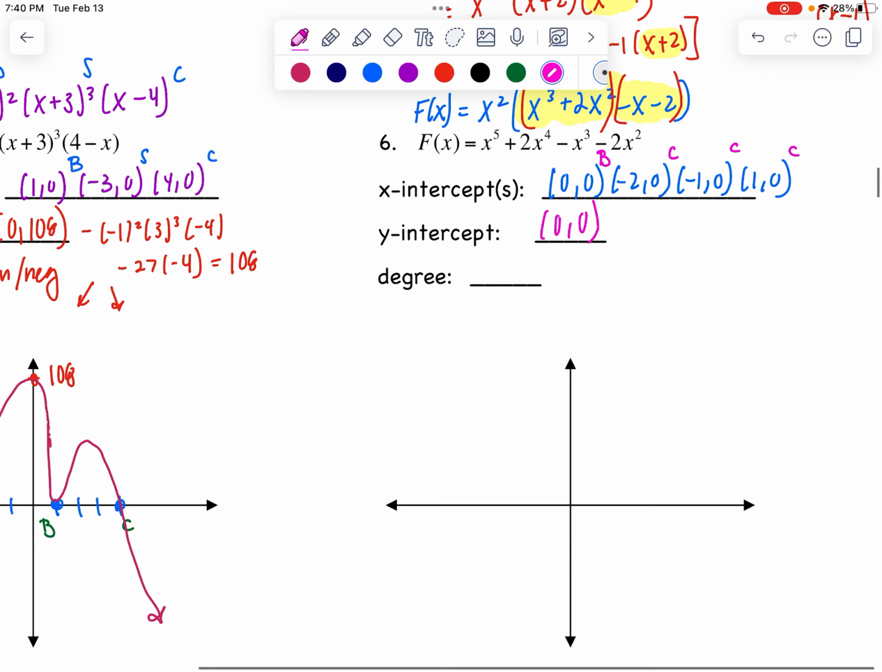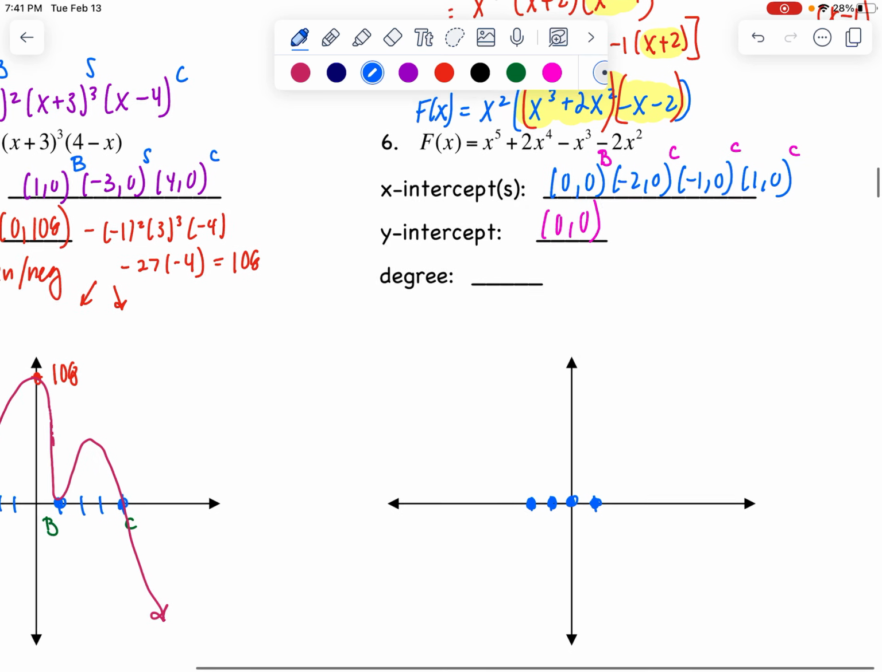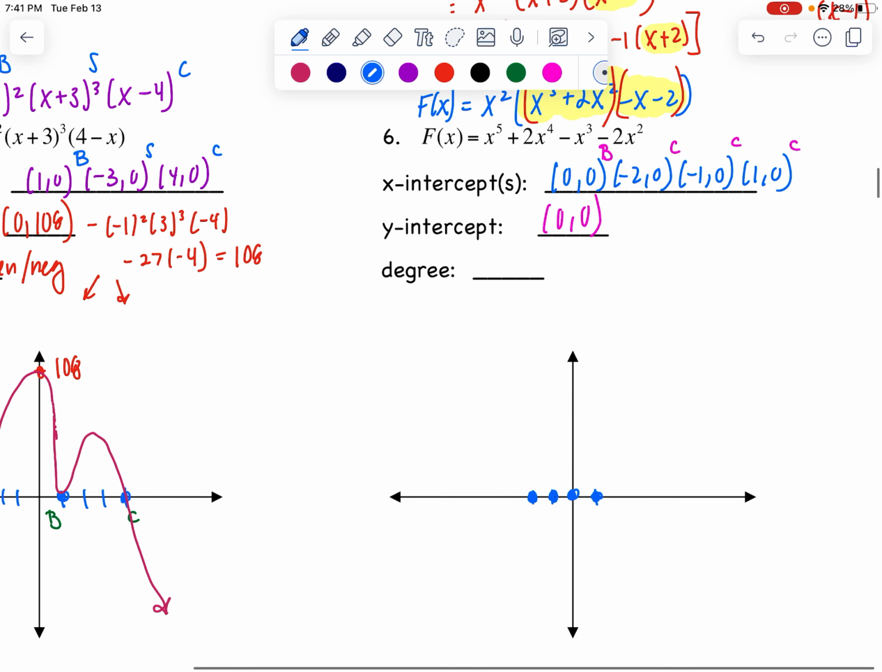Let's go ahead and plot our points because that was a lot of work. (0, 0). Here's (negative 2, 0), (negative 1, 0), and (1, 0). Four consecutive points. All right, it looks like we are at degree 5, so we are odd, but we are positive. So this is our ending arrow behavior.